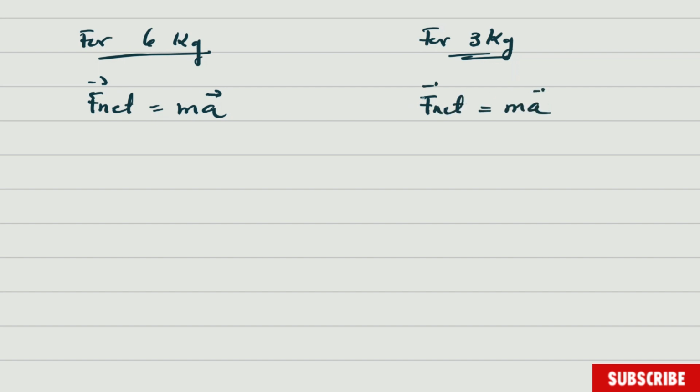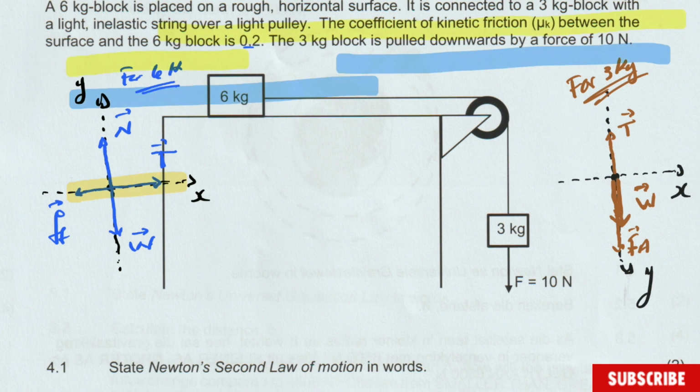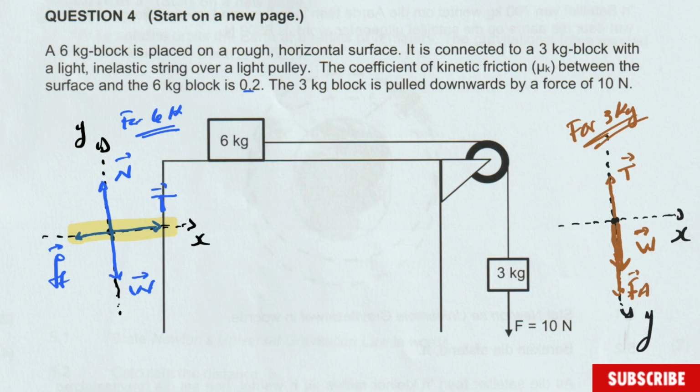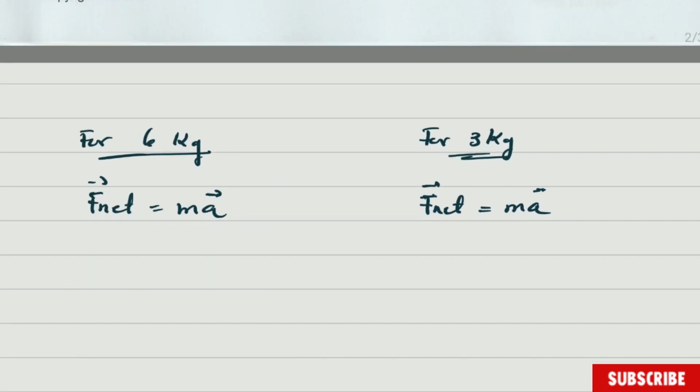Now the 6 kilogram block is moving in the x-axis. So we are going to go back here to the free body diagram and we are going to work in the x-axis. And then for this motion, we're going to take this direction here to the right as positive for this specific block. So what forces are there? Tension and frictional force. So we have tension positive minus frictional force equal to mass multiplied by acceleration.